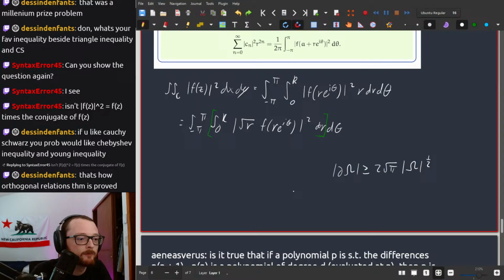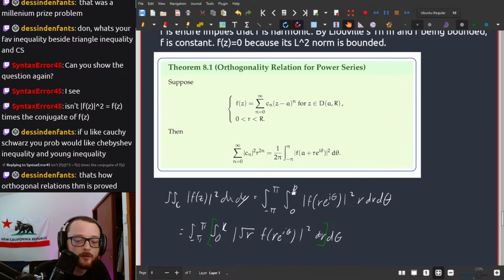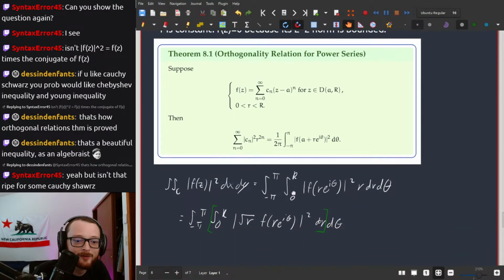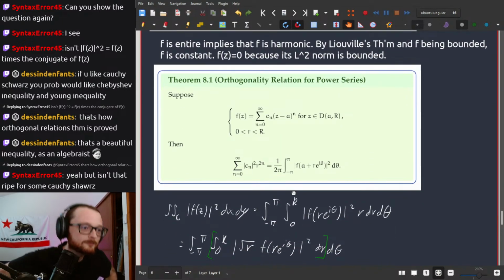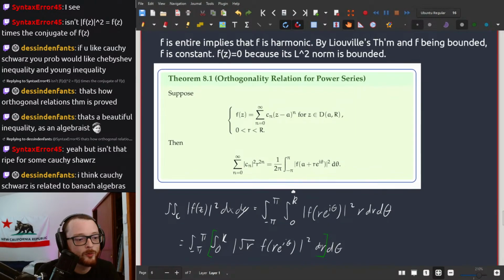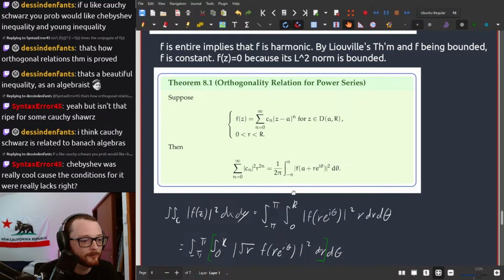Isn't f of z squared equal to f of z times conjugate f of z? Ooh. Chebyshev and Young? I know of Young's, I don't know of Chebyshev. Is it a truthful inequality as an algebraist? I wouldn't know if that's even related to algebra, to be honest. Is it related to Banach algebras? Oh, it probably is. It might be a requirement, or I don't know. I don't remember anymore.